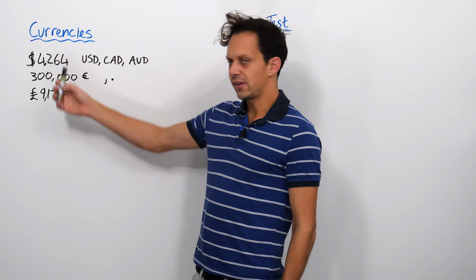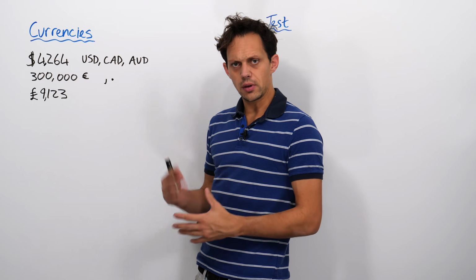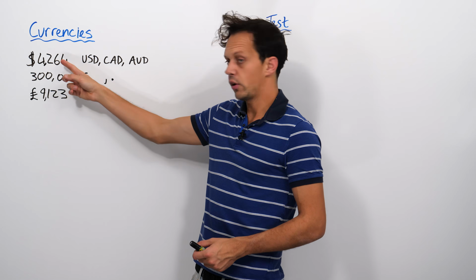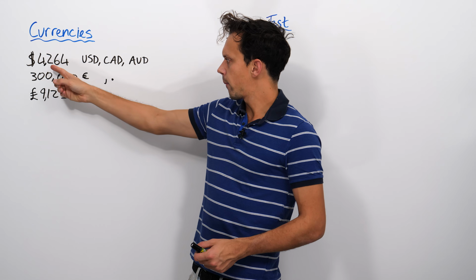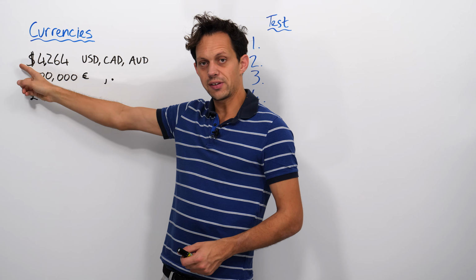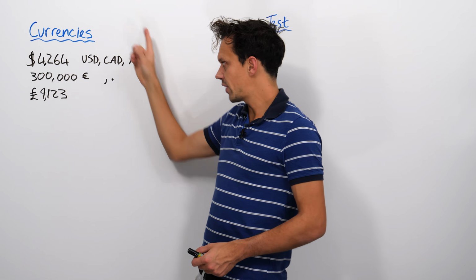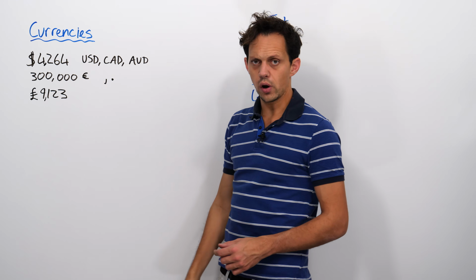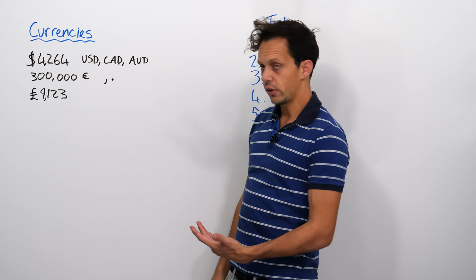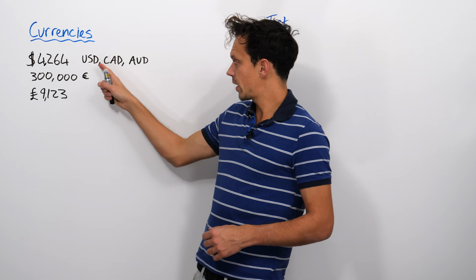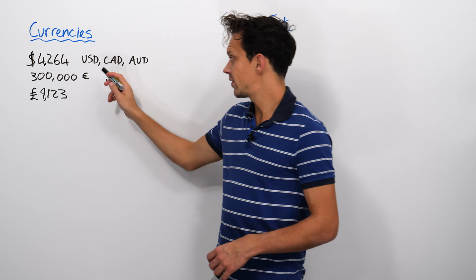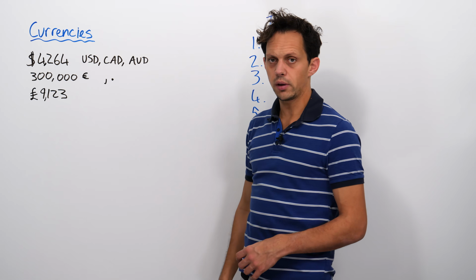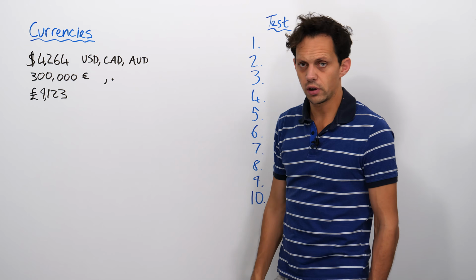Right, currencies, different countries, financial systems. Okay, so first of all, we have dollars. Now, you can see that the symbol is at the beginning of the number, but we say it at the end. So this would be $4,264. Or you could be specific about what type of dollar it is. Is it an American dollar, a Canadian dollar, an Australian dollar? There are other dollars like the New Zealand dollar.